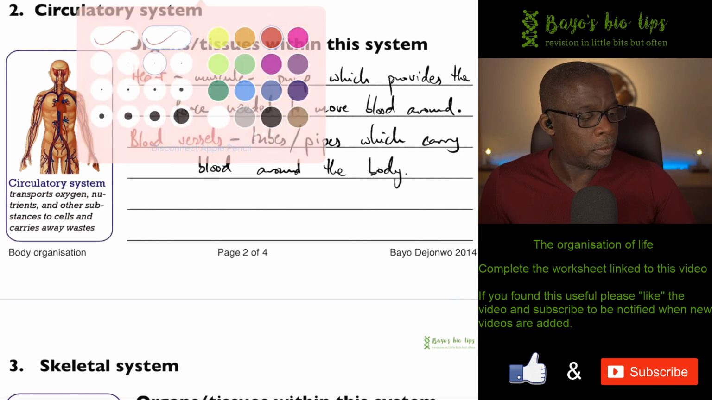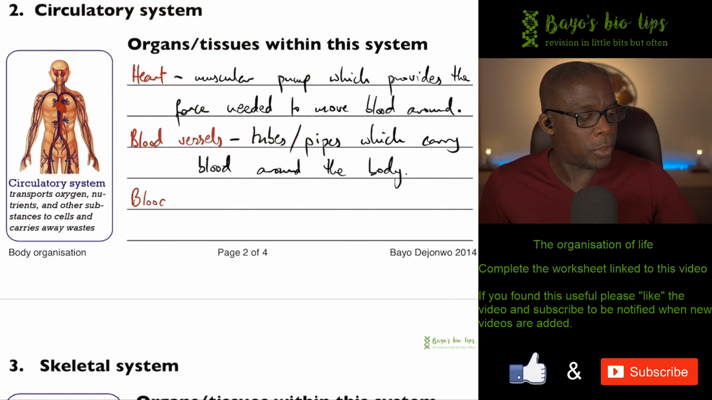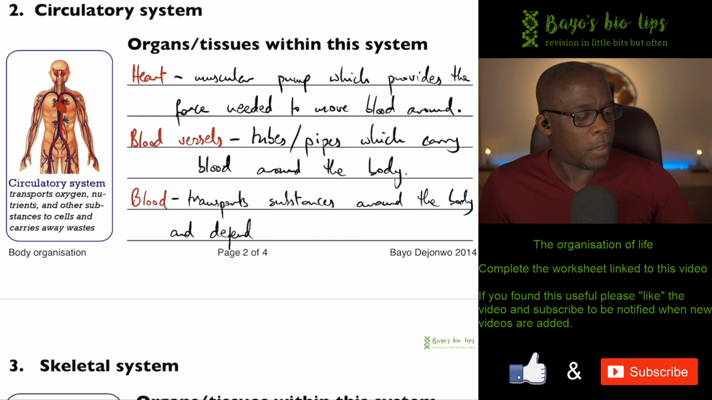Finally, we've got the blood itself, which is also a tissue. Because if you think about it, it's a group of cells which carry out related functions, and that's the actual definition of a tissue. So blood transports substances around the body and defends it against pathogens.